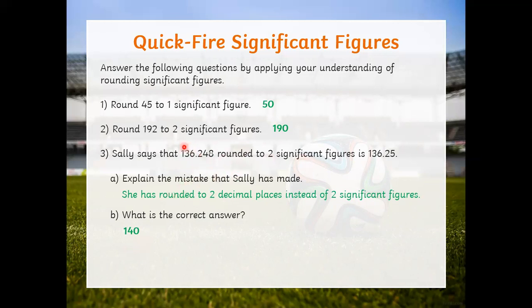So always look to the left of the decimal place first. If there's only zeros to the left of the decimal place, only then do we look to the right of the decimal point, and then look at those significant figures.